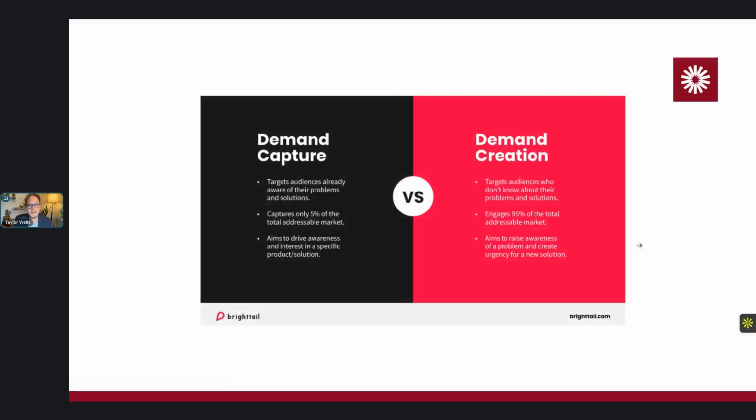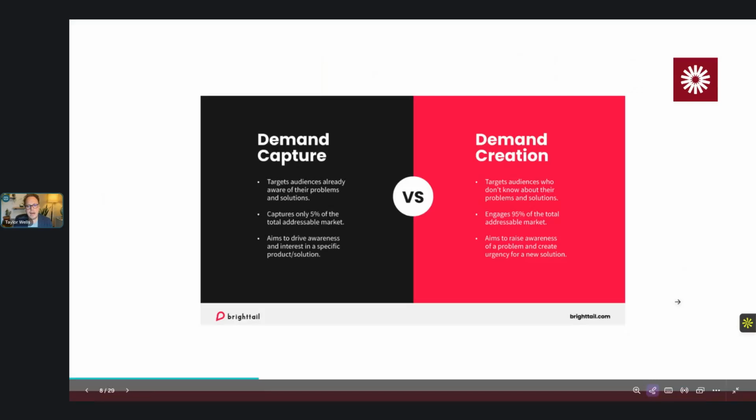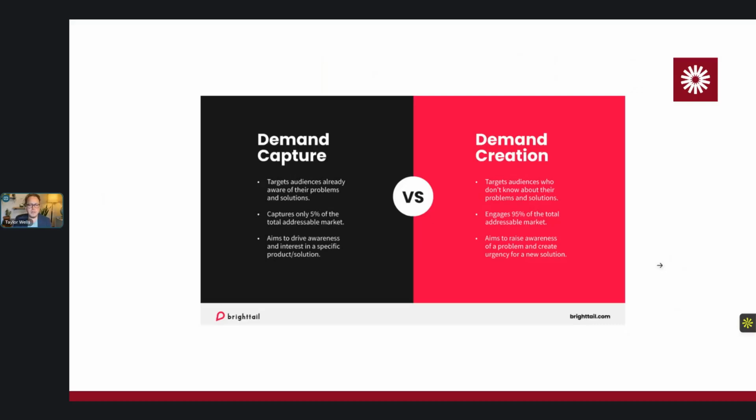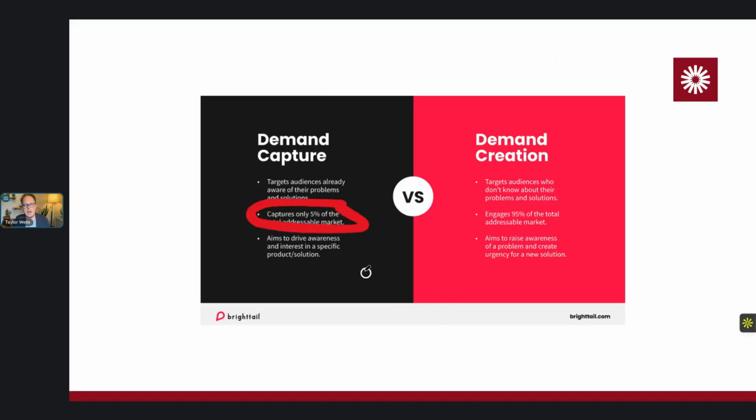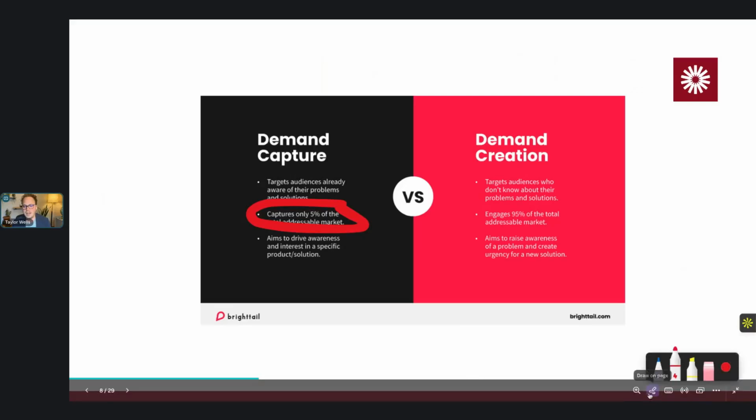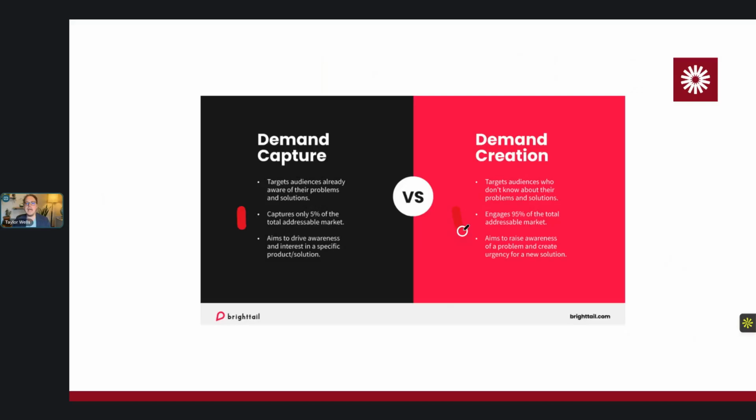So let's talk about demand gen versus demand capture. I like this graph from Brighttail. So another Forrester stat that came out years ago is that about 3 to 5% of your target market is in market at any given time. So this is where that stat's coming in right here. Sorry, I don't mean to cover that here, but about 3 to 5% of your target market's in market at any given time. So the other 95 to 97% of your market is not in market. So they're not actively looking for a solution.